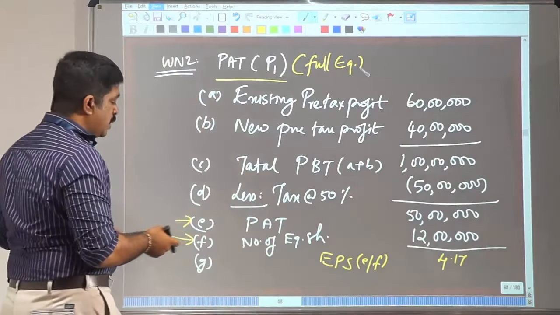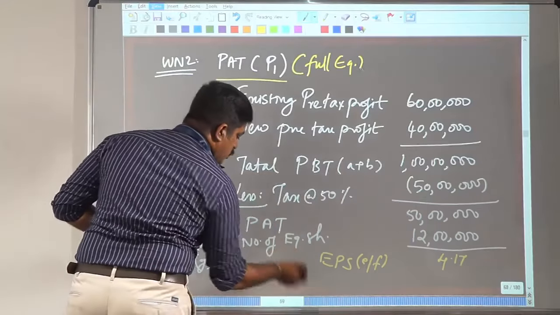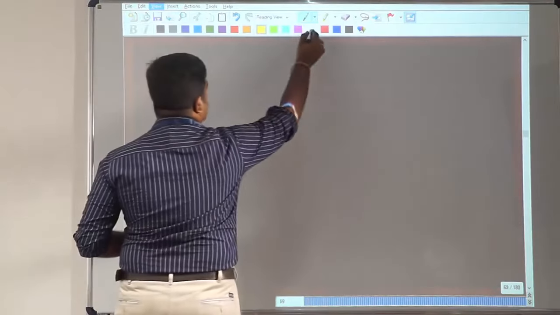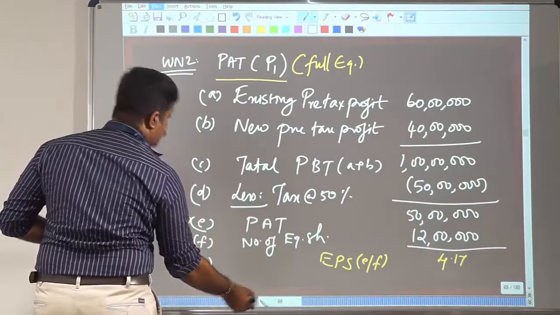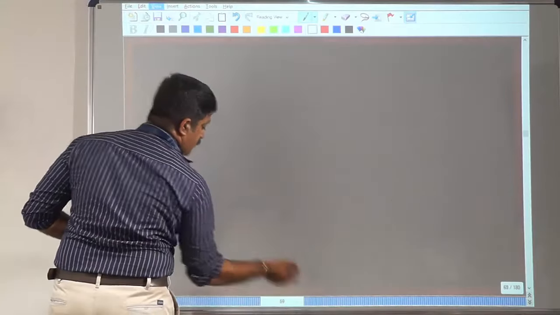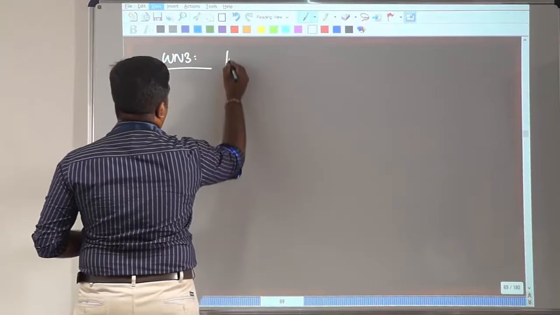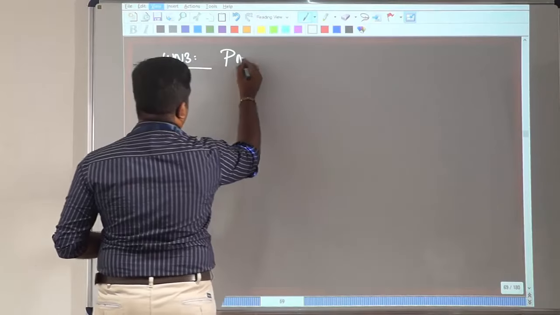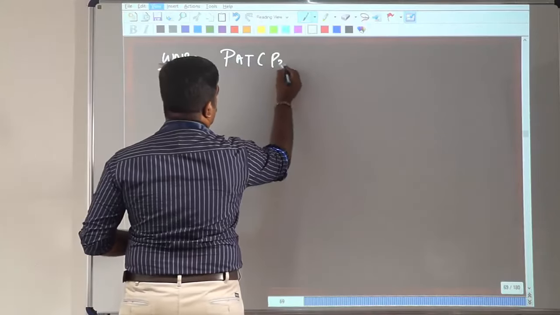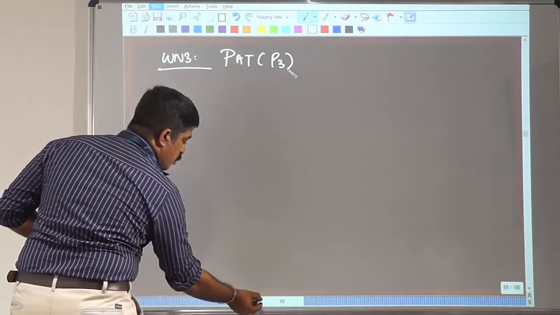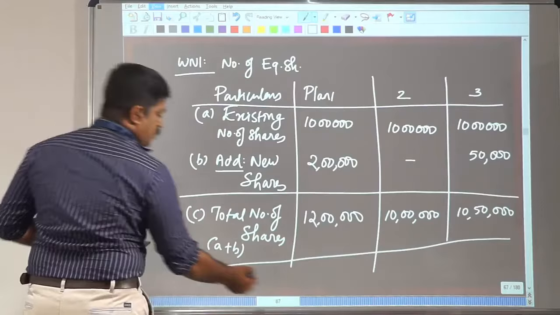Now we'll evaluate plan 2. What is plan 2? Plan 2 is full of debt, right? What's the working note number? It is working note 3. Working note 3. You have to basically find out the profit after tax of plan 2, and for that you should know what is your existing profit.